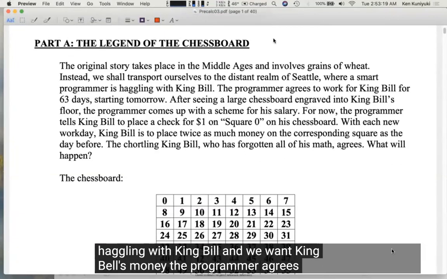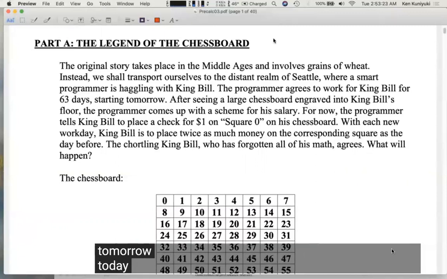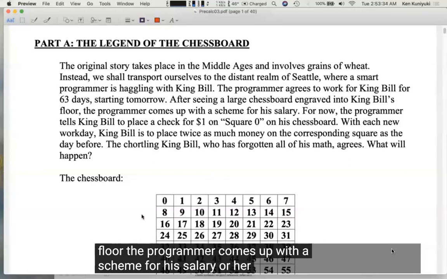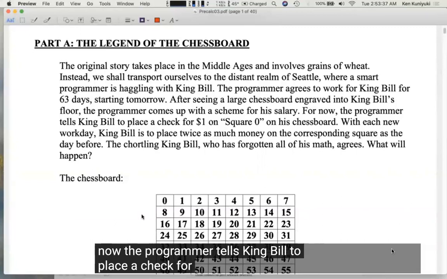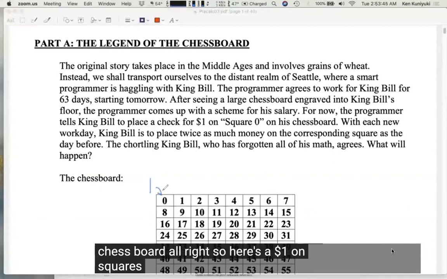The programmer agrees to work for King Bill for 63 days, starting tomorrow. Today is day 0. So after seeing a large chessboard engraved into King Bill's floor, the programmer comes up with a scheme for his salary, or her salary. For now, the programmer tells King Bill to place a check for $1 on square 0 on his chessboard. All right, so here's $1 on square 0.